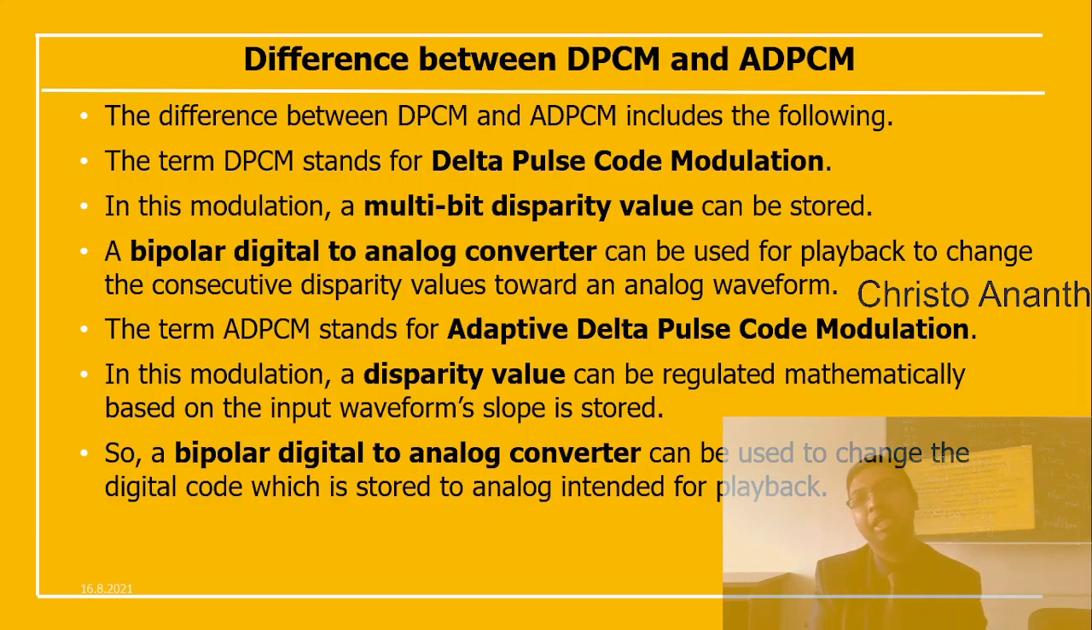DPCM is delta pulse code modulation. Here you'll be using a multi-bit disparity value, so that can be stored. Here you can use a bipolar D to A, digital to analog converter, especially for playback, to change the consecutive disparity values into the analog waveform. And ADPCM is adaptive delta pulse code modulation. Here the disparity value can be regulated mathematically based on the input waveform slope, so that is stored. Here also a bipolar digital to analog converter can be used to change the stored digital code to analog, specially intended for playback.